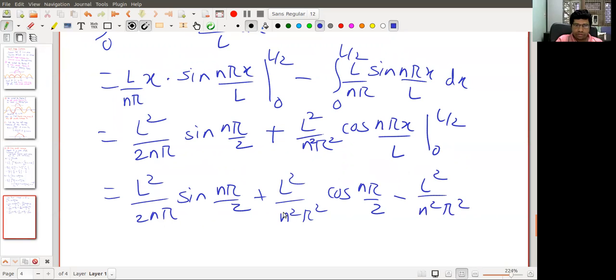Okay, so these are the an's. Note that sine n pi by 2: if n is 1, then it is sine pi by 2, so it is 1. If n is 2, it is sine pi, so it is 0. If n is 3, sine 3 pi by 2 is minus 1. Okay, and so on. So this has different values like 1, 0, minus 1, 0, 1, 0 and so on.